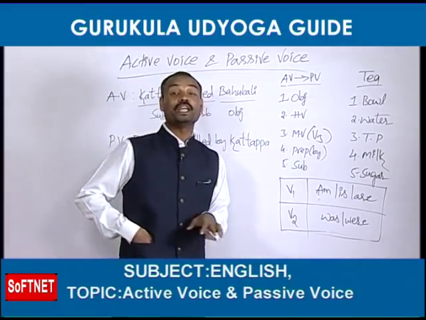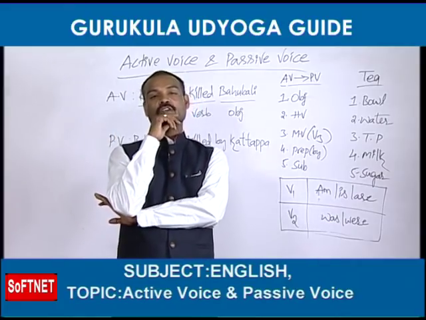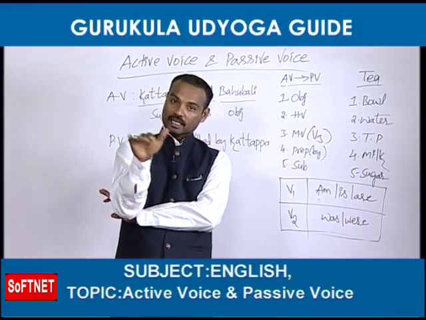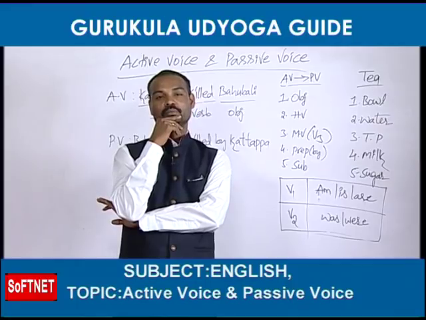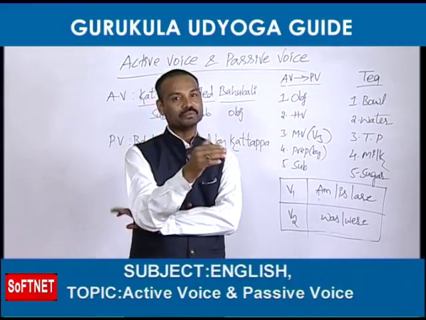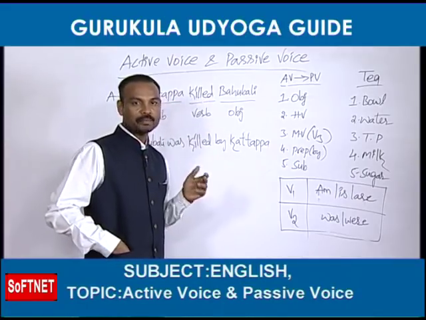What next? Main verb. Easily. See, where is the main verb available? The main verb is always available in the given active voice only. They don't give any sentence without a main verb. They cannot create any active voice without a main verb. See, every active voice contains a main verb. Killed is the main verb.